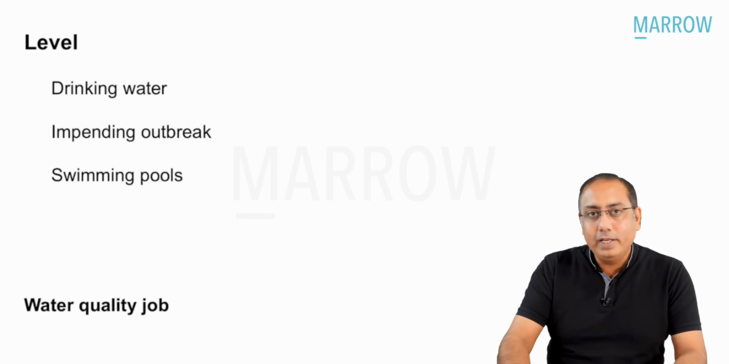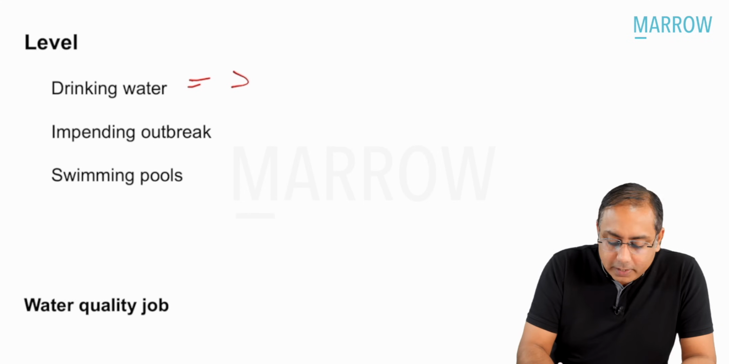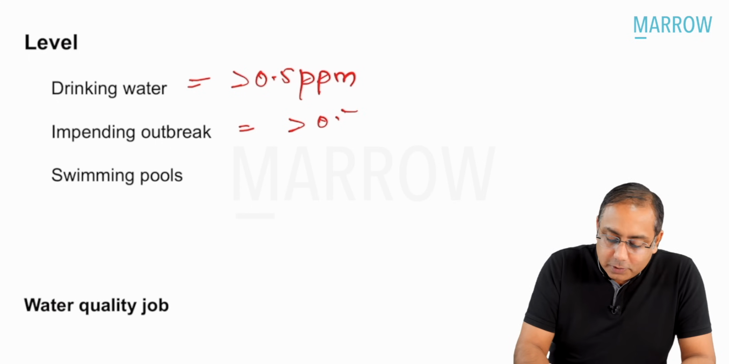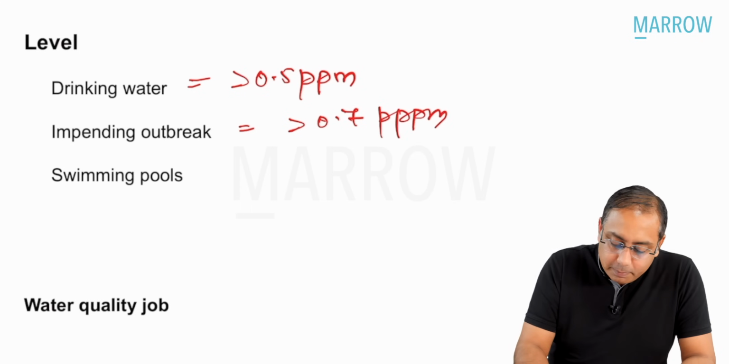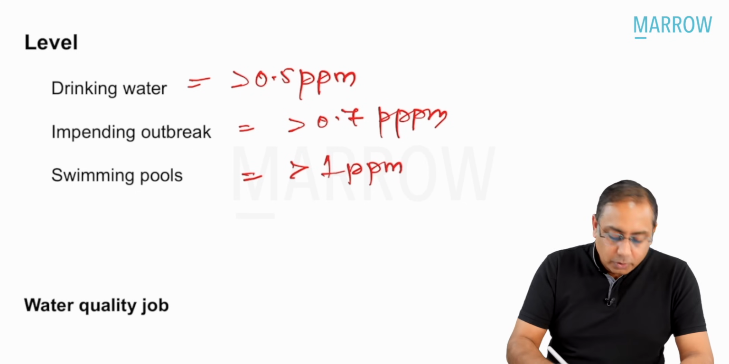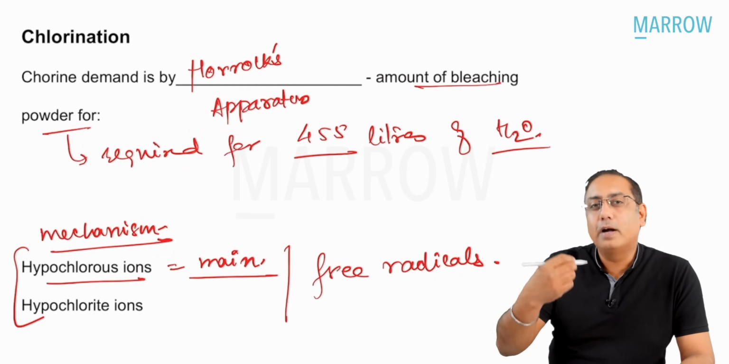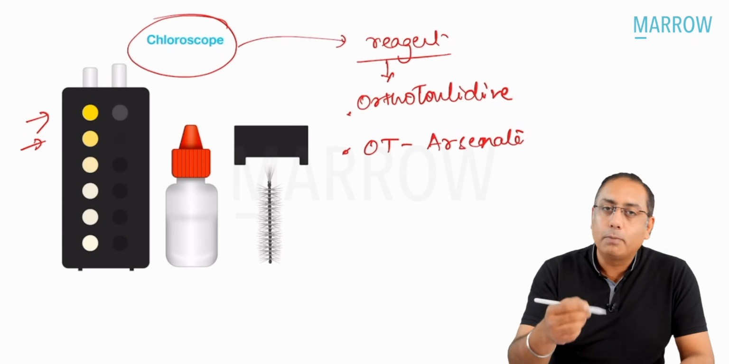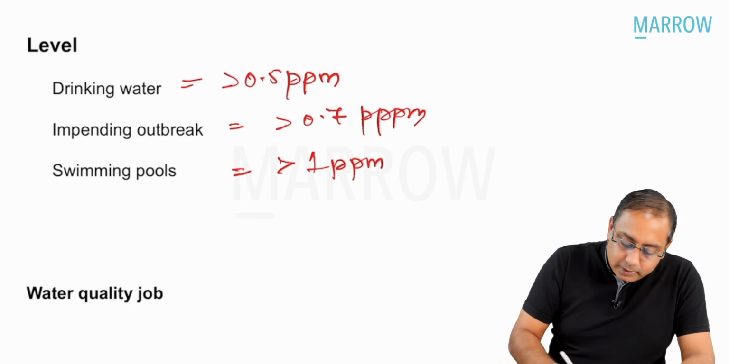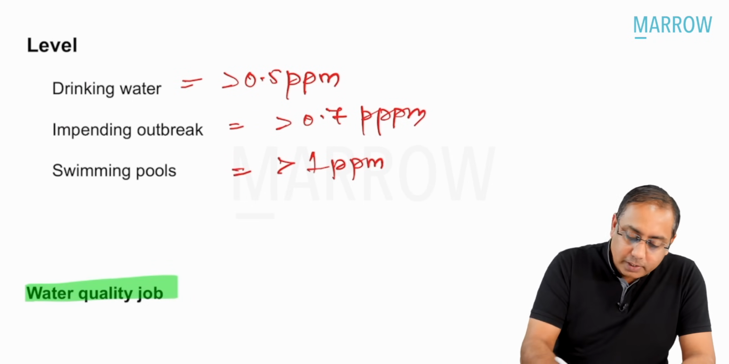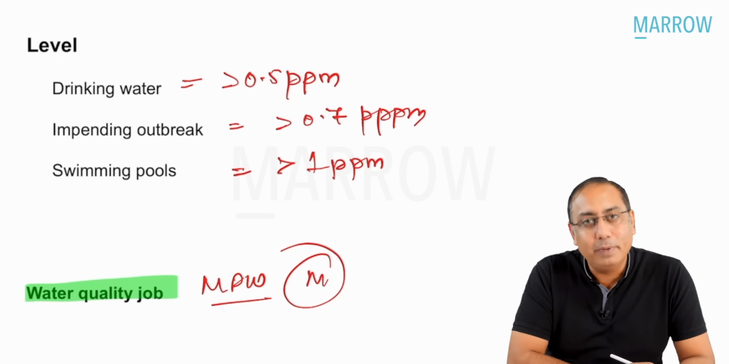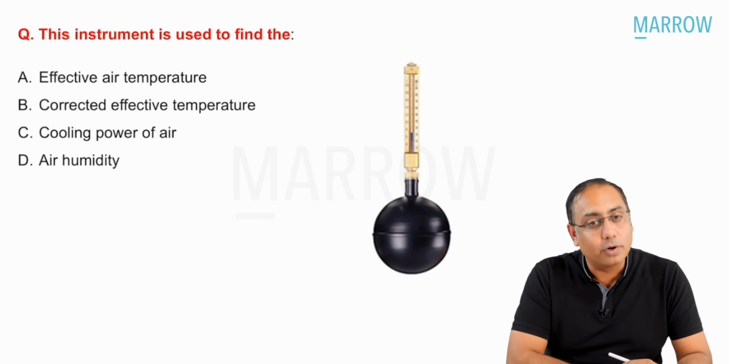How much should the chlorine level in water be? In drinking water, beta, it should be more than 0.5 parts per million. In an impending outbreak, it should be more than 0.7 parts per million, and in swimming pools it should always be more than 1 part per million. Who has the job of doing chlorine demand? Horrocks apparatus. Who has the job of using orthotolidine arsenate? The chloroscope. This water quality job function is by the MPW. Male or female? It is the MPW male who is supposed to take care of the water quality.